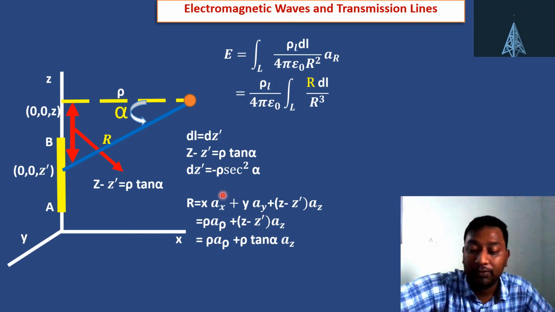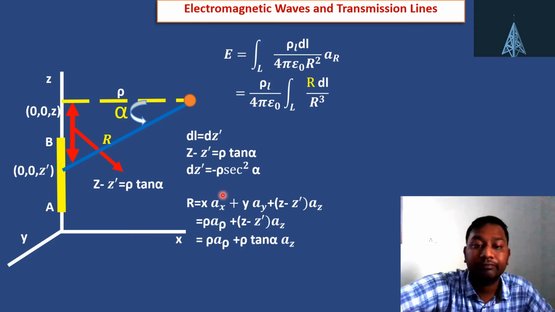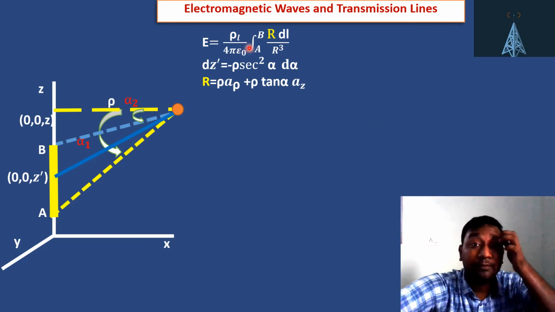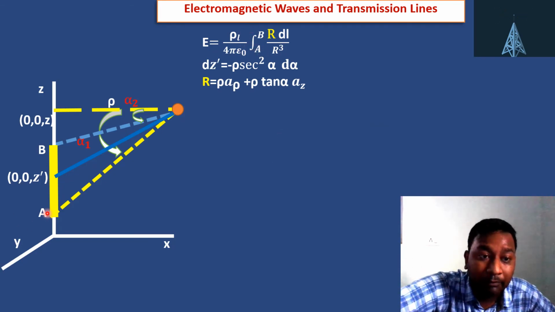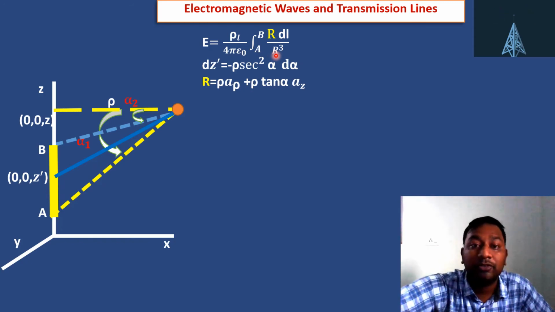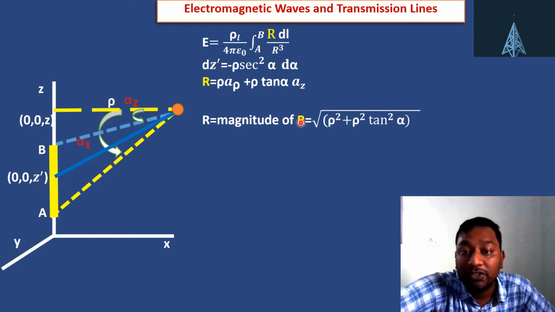Now we know E equals rho L divided by 4 pi epsilon naught. The length we are considering is from A to B, a finite length of line with charge density rho L. So rho L is constant, 4 pi epsilon naught, integral from A to B of r dl. You know that the r vector is rho arrow plus rho tan alpha az, and dl equals dz dash equals minus rho sec square alpha d alpha. One thing is unknown, the magnitude of r. The magnitude of the r vector equals root over rho square plus rho square tan square alpha.